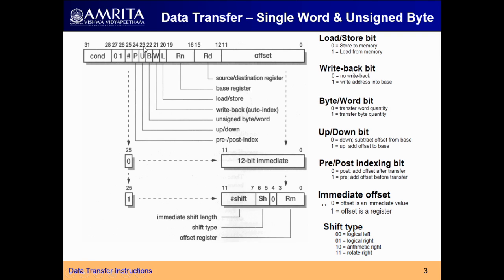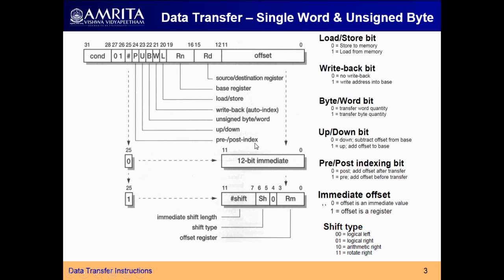Then the next bit, bit number 23, is used for representing whether you are adding the offset to the base address or subtracting the offset from the base address. If you are adding the offset, this bit will be 1. If you are subtracting the offset, this bit will be 0. So again it is represented as 1 bar 0. 1 means you will be adding the offset, 0 means you will be subtracting the offset. Then bit number 24 is used for representing whether you are writing a pre-indexed or post-indexed LDR or STR. If you are using pre-indexed, then this bit will be 1.